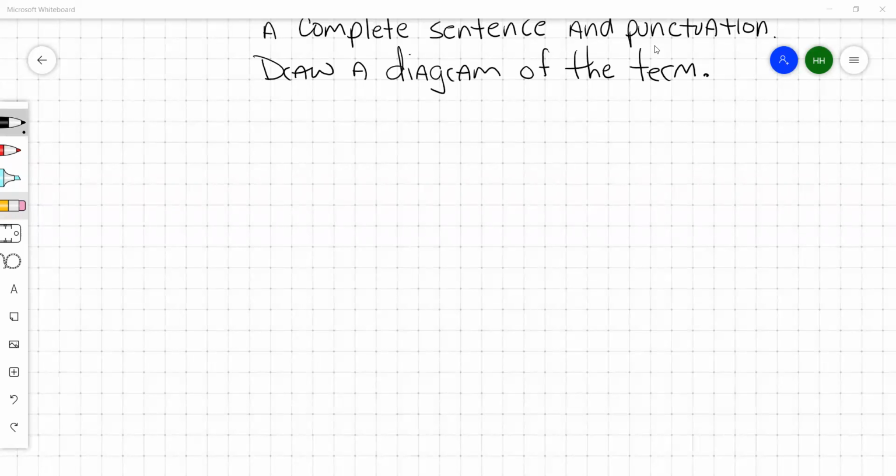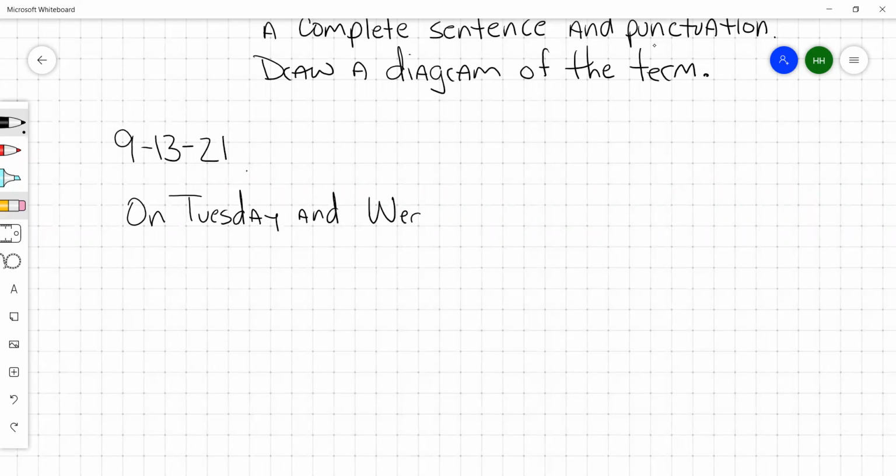All right, let's see. Today's the 13th. This is third period. So tomorrow, on the 14th, you guys will report to 24-102. On Tuesday and Wednesday, third period will report to 24-102.